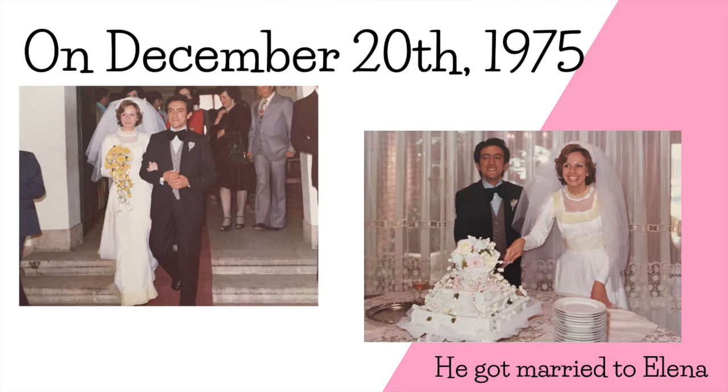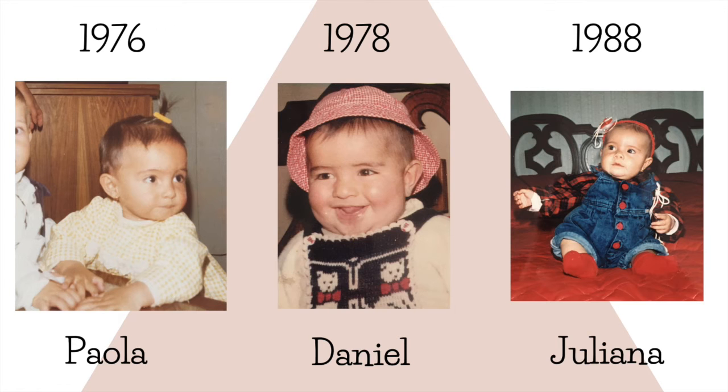On December 20th, 1975, he got married to a young woman called Elena del Socorro Santos. Their first child was a girl, who was born on October 24th, 1976. They called her Paula Elena. Their second child was born on February 4th, 1978. He was called Daniel. Finally, their last child was born on December 26th, 1988. She was called Juliana Andrea.